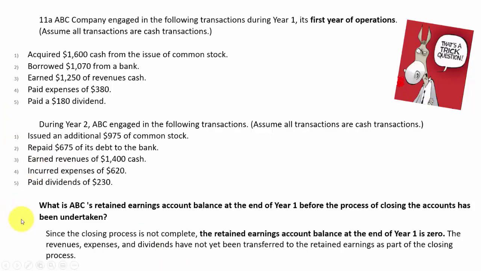Since the closing process has not been completed, that is, we haven't done anything to close the books, the retained earnings account balance at the end of the first year is always going to be zero. When you first start a business, retained earnings is zero until you start adding income into it. So if you haven't closed the books, the ABC retained earnings balance at the end of year one before the closing process is zero.